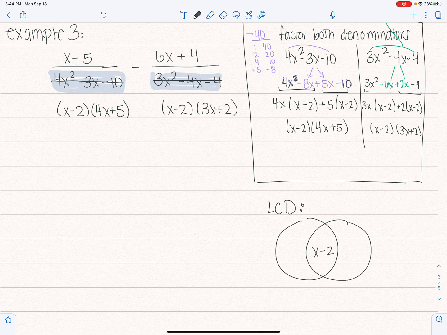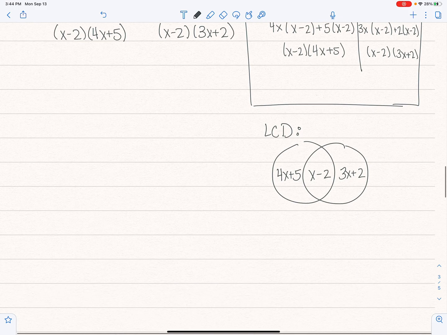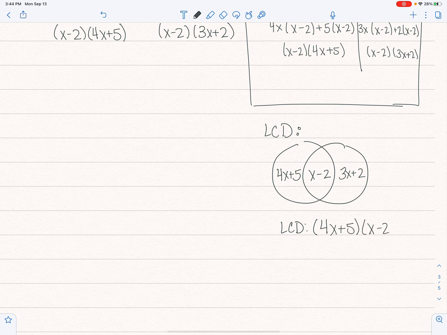And then I'm looking at this fraction on the left. Well, what is it missing that I need to write in the Venn diagram? It's missing this 4x plus 5. And the one on the right, it's missing this 3x plus 2. So now from there, my LCD is going to be the product of all of these. So my LCD will be 4x plus 5, x minus 2, and 3x plus 2. All of that is my LCD.